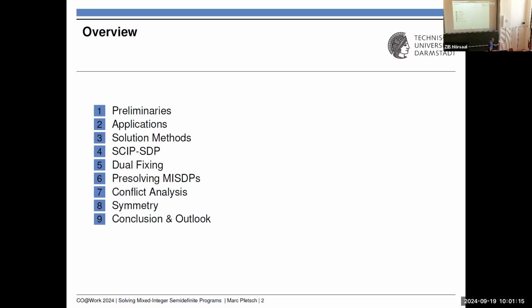This is what I plan to tell you. We do a little bit of warm-up, some preliminaries. Then I'll show you some applications, and then we'll speak about solution methods, because that's written in the title of the talk. Then SCIP-SDP is one solver, and I'll tell you a bit about it. Then I'll go through some techniques that we use, and we'll see how much time we have for this. And then I'll end with conclusions and, of course, questions from you. Actually, if you have questions, just ask in between if you like.